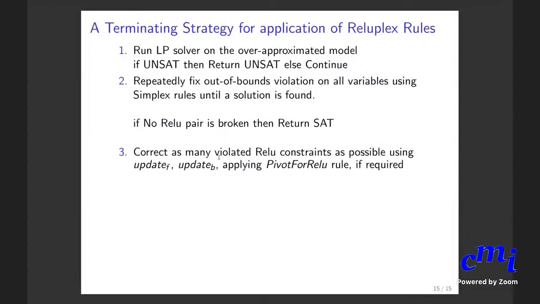If one or more of the ReLU pairs are broken, you correct as many violated ReLU constraints as possible using update F and update B. And if necessary, using the pivot for ReLU rule, okay? It sometimes is needed in order to be able to apply update F and update B.